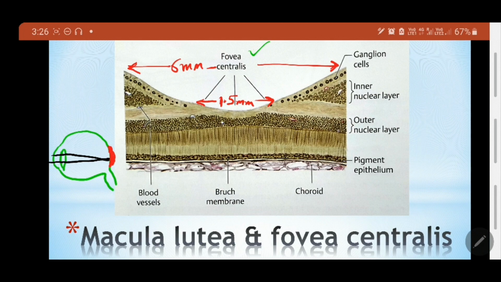So you leave the 10th, you push aside the 9th, then the 8th layer, then the 7th, then the 6th, then the 5th layer, and then the 4th layer. Ultimately you reach the outer nuclear layer, and that is the layer of the cell bodies of rods and cones. That means you have reached the photoreceptors now.